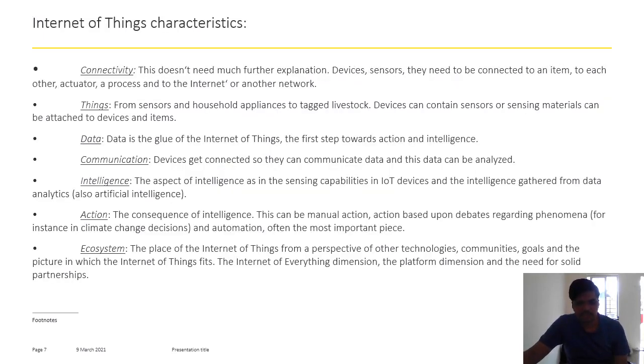The next slide explains the characteristics that are associated with Internet of Things that we have already seen in the image, that is connectivity, things, data, communication, intelligence, action and ecosystem. So when you combine all these things together, you create an ecosystem in which all these things are communicating with each other intelligently, and then you are getting the optimum results from the said process.